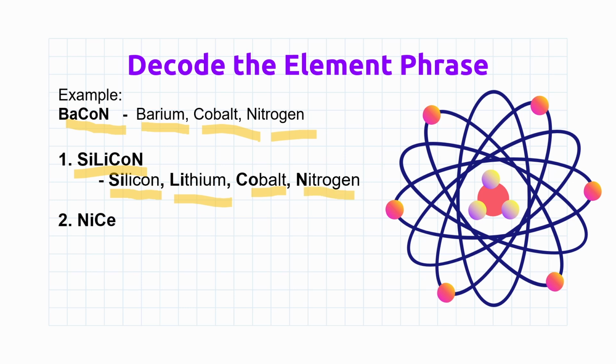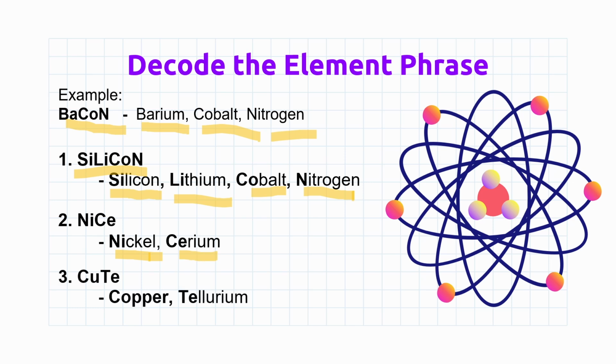Next, nice. So Ni, which is for nickel, and then Ce is for cerium. And we also have cute. Cu for copper, and Te for tellurium. See, science can be fun and tasty looking too.